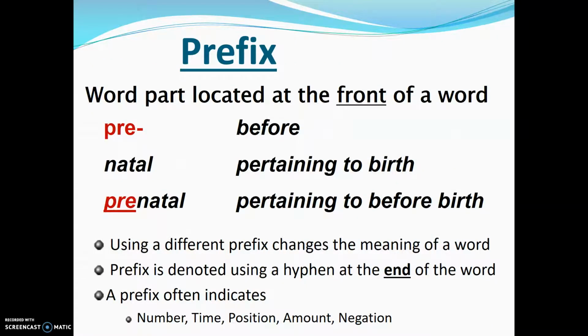Prefixes are the part located at the front of a word. For example, prenatal. Pre means before, natal means pertaining to birth. Prenatal means pertaining to before birth. In this example, pre is the prefix. Using a different prefix changes the meaning of a word. A prefix is denoted using a hyphen at the end of the word. A prefix often indicates number, time, position, amount, or negation.